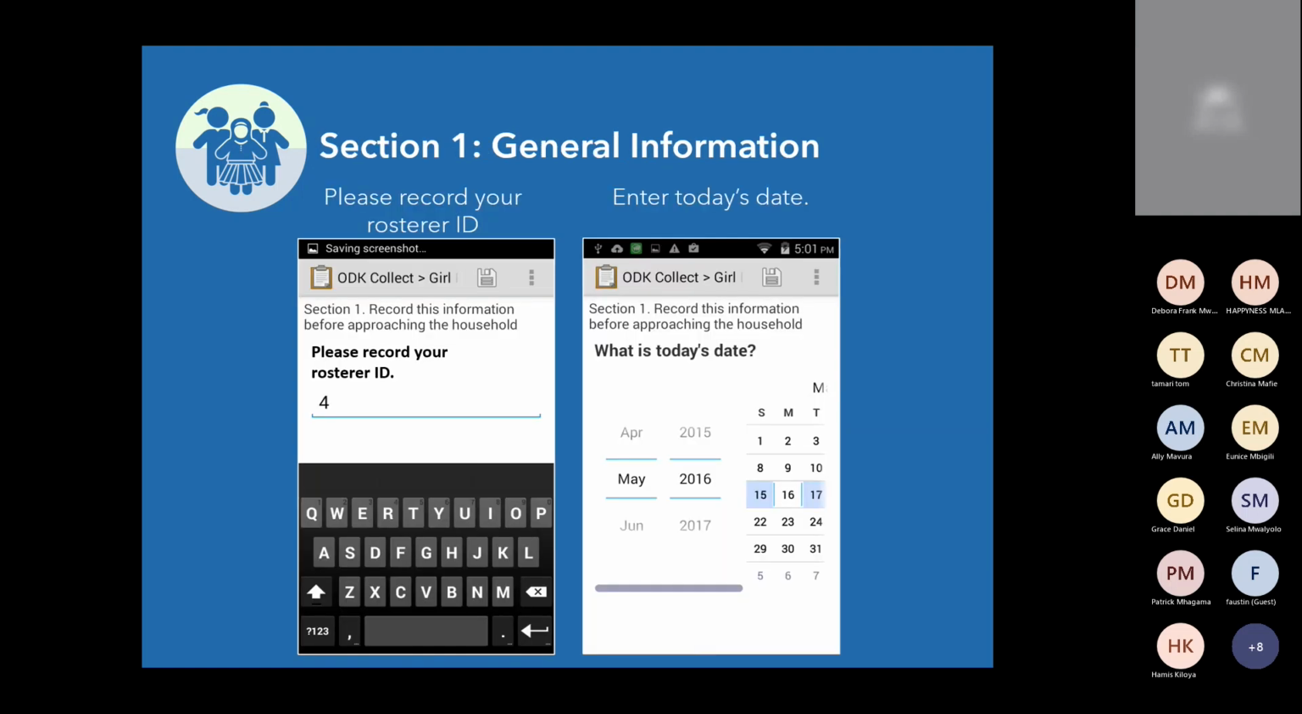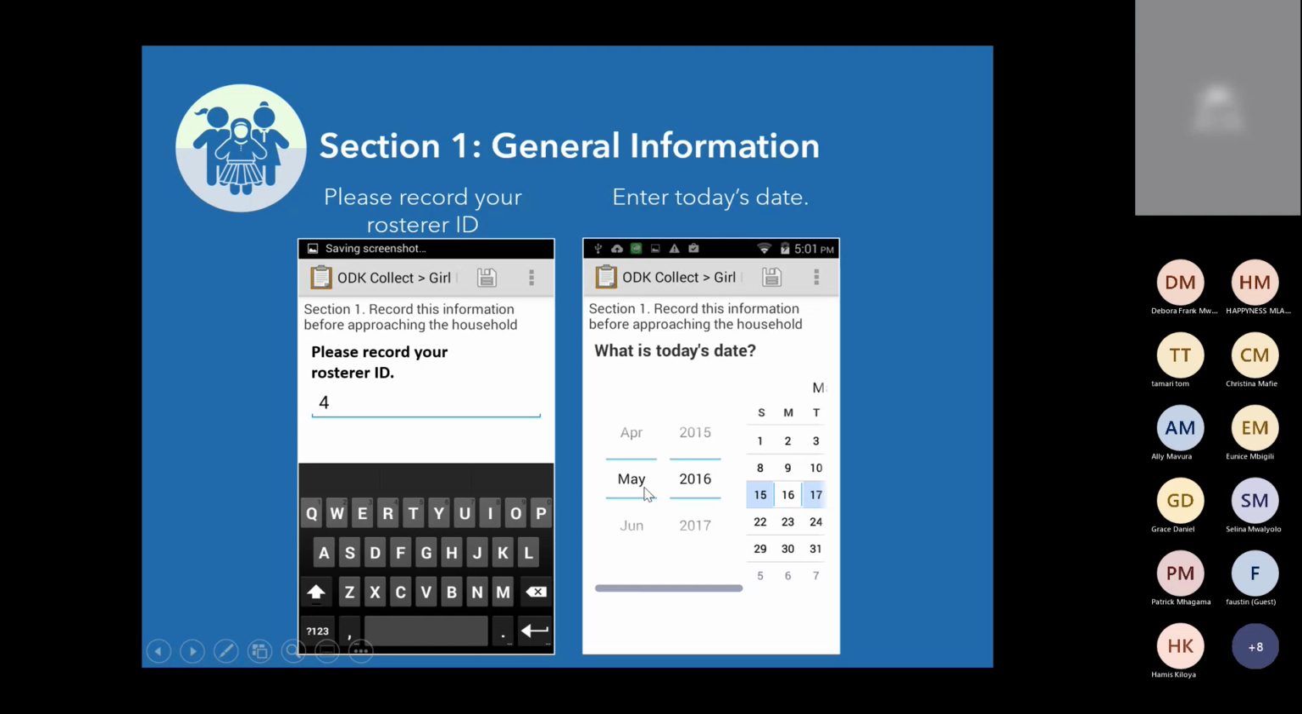Section 1 was the general information. As you might remember yesterday, I suggested that you assemble whoever's going to implement the tool into teams of 2. They work together in pairs, and each team should receive a number, 1, 2, 3, 4, and so on. That's the number you're recording here. So if Deborah and I were in team number 4, we would put number 4 in the question of please record your roster ID.